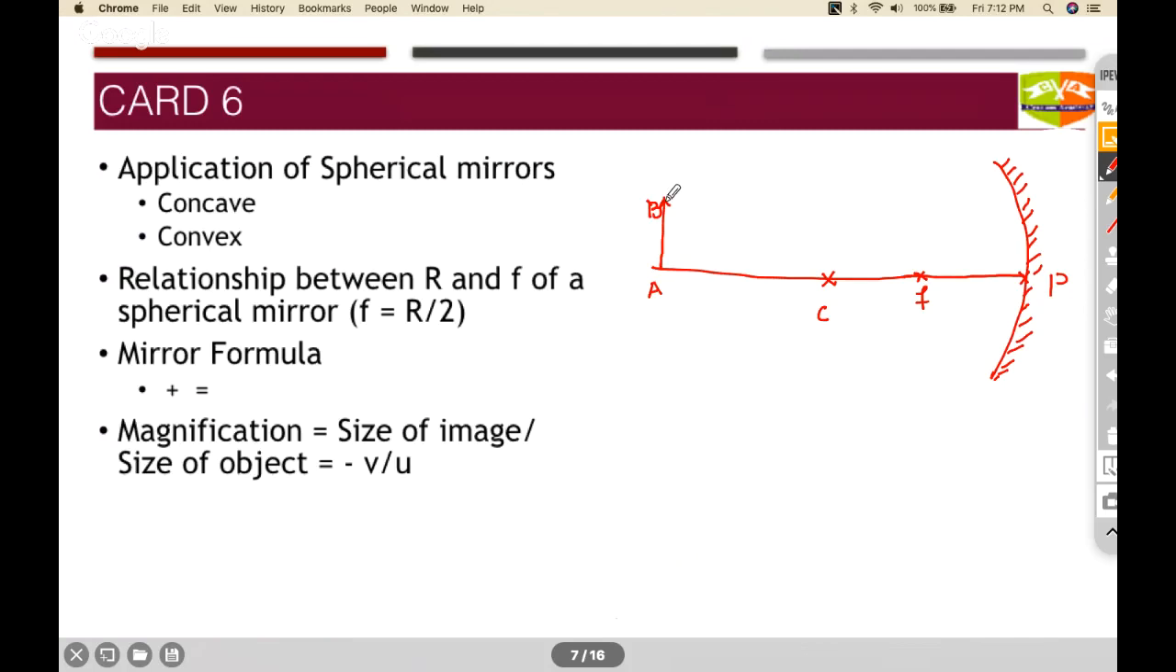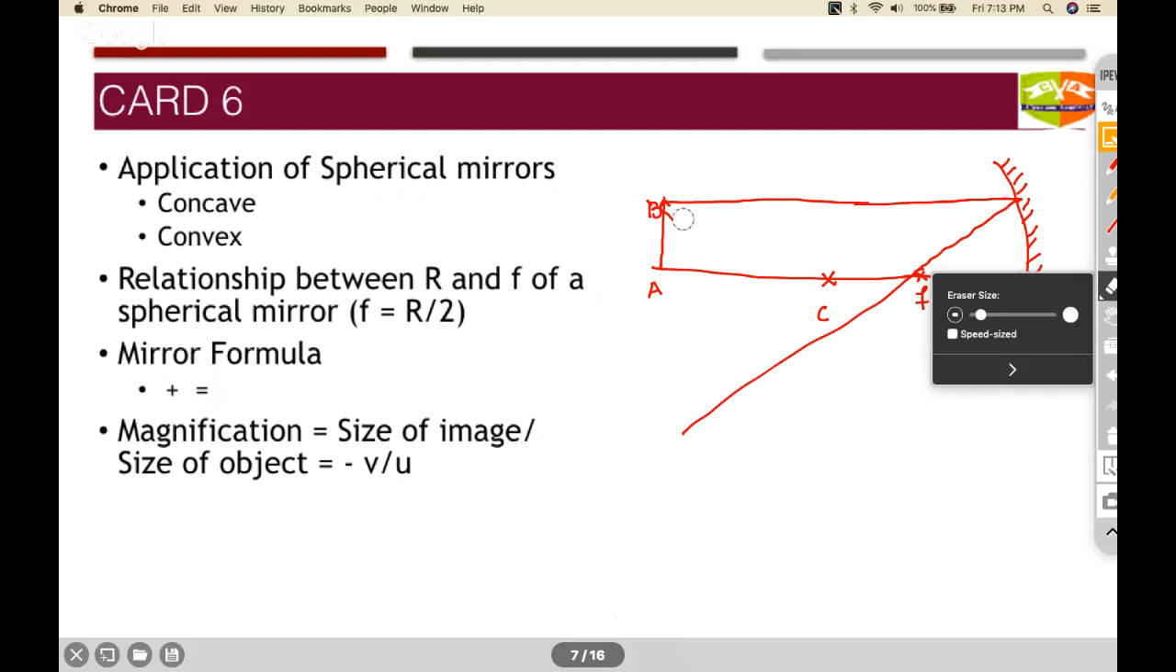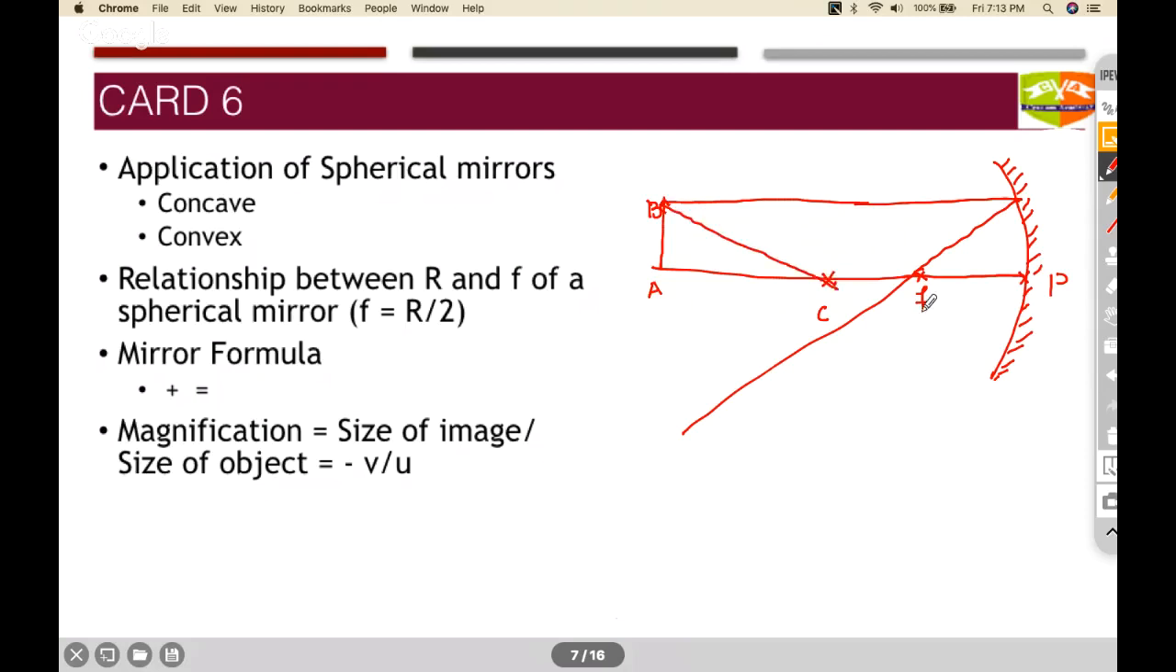Now, as I told, what I'll do, I'll draw a line parallel to the principal axis, and this will go through the focus here. And I'll draw a line from the center of curvature, and I know that if a line passes through the center of curvature, it retraces its path. So where do these two reflected rays meet? They meet at a point, suppose I call this A dash, and this would be the image formed, A dash B dash.